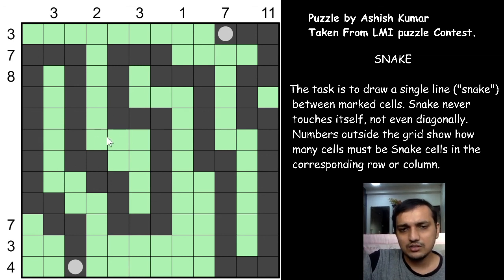The snake doesn't touch itself even diagonally, and the number indicates the number of snake cells in that particular row or column. So the main 2 tricks used here are, if the snake has to come towards the edge and again go back, it will use minimum of 3 cells to be shaded as a snake cell, and whenever you have one extra cell in the grid than the number required by the number indicator, leaving the corner cell, the other two cells will surely be shaded, right?